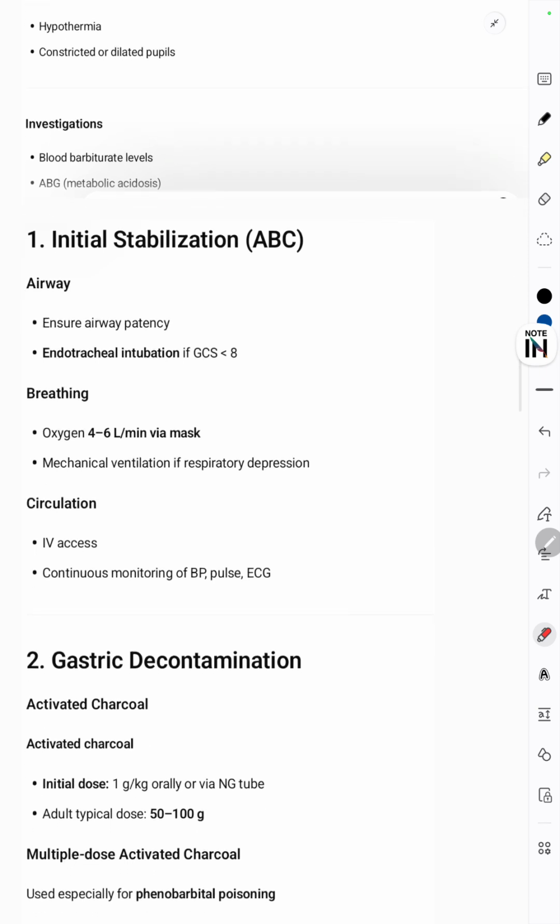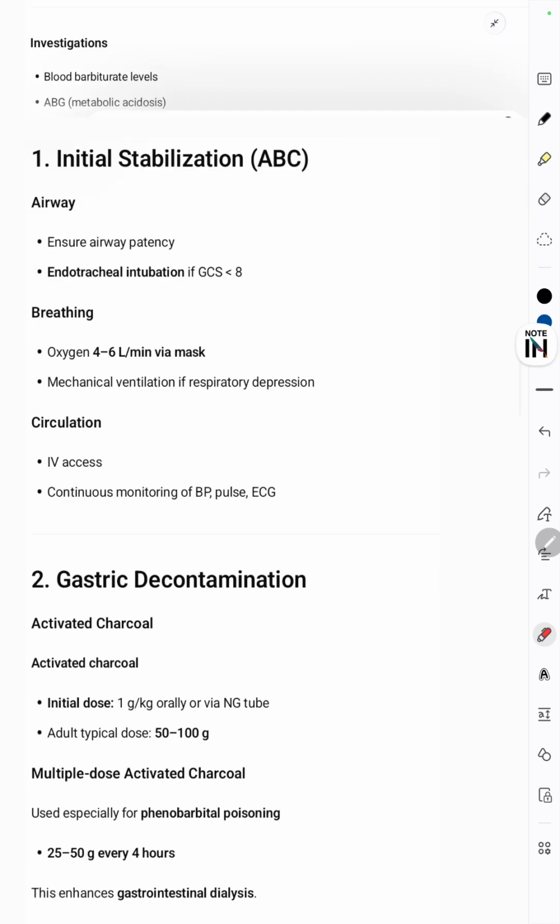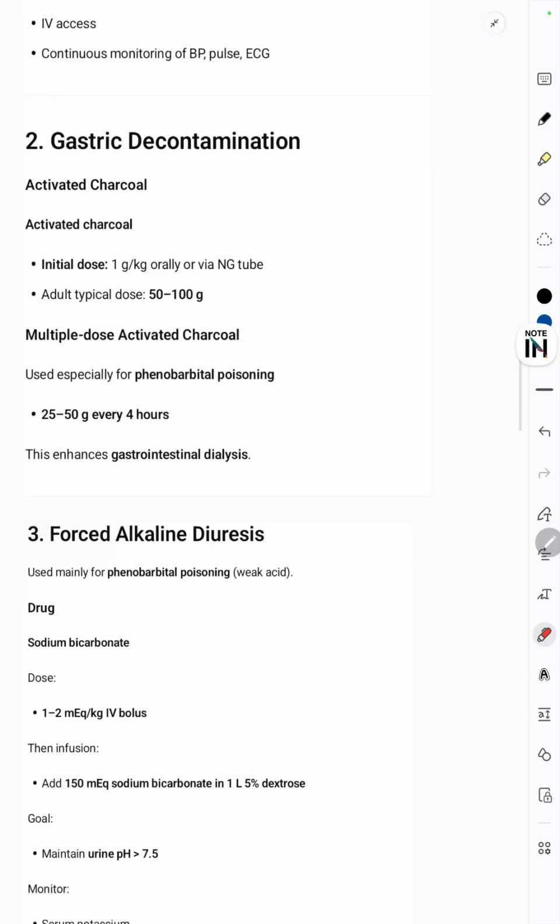What is the management? Initially, ABC should be done. Airway patency should be maintained, with intubation if the GCS score is less than 8. Oxygen 4 to 6 liters per minute, and mechanical ventilation if required. And circulation by IV access and continuous monitoring of the BP as well as pulse. Then gastric decontamination can be done with the help of activated charcoal. Activated charcoal is given orally or by nasogastric tube.